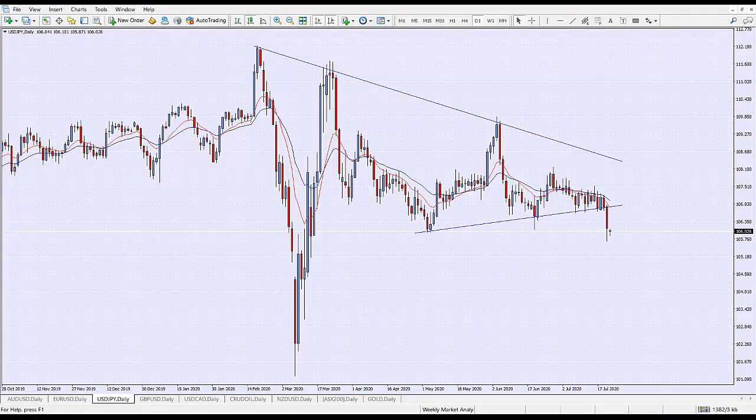US yen. Okay, US yen, we've been tracking this triangle, and look, we have broken down. We've broken beyond.